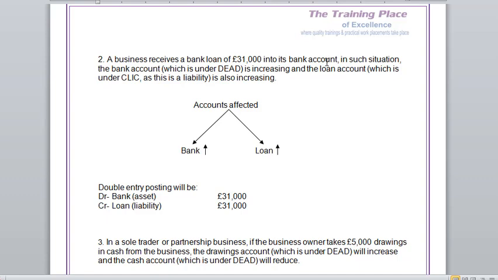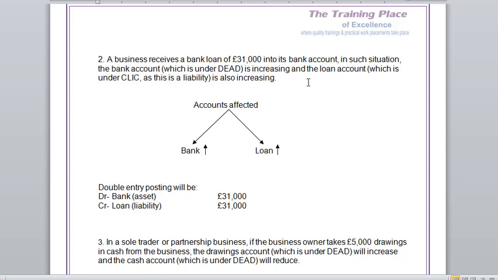Into its bank account. Now, what is happening to my bank balance is that it is going to be increasing. I've just received £50,000. And what was that money regarding? It was a loan. The loan is a liability. I then expect you to be asking yourself, what's happening with my liability? In this case, which liability?